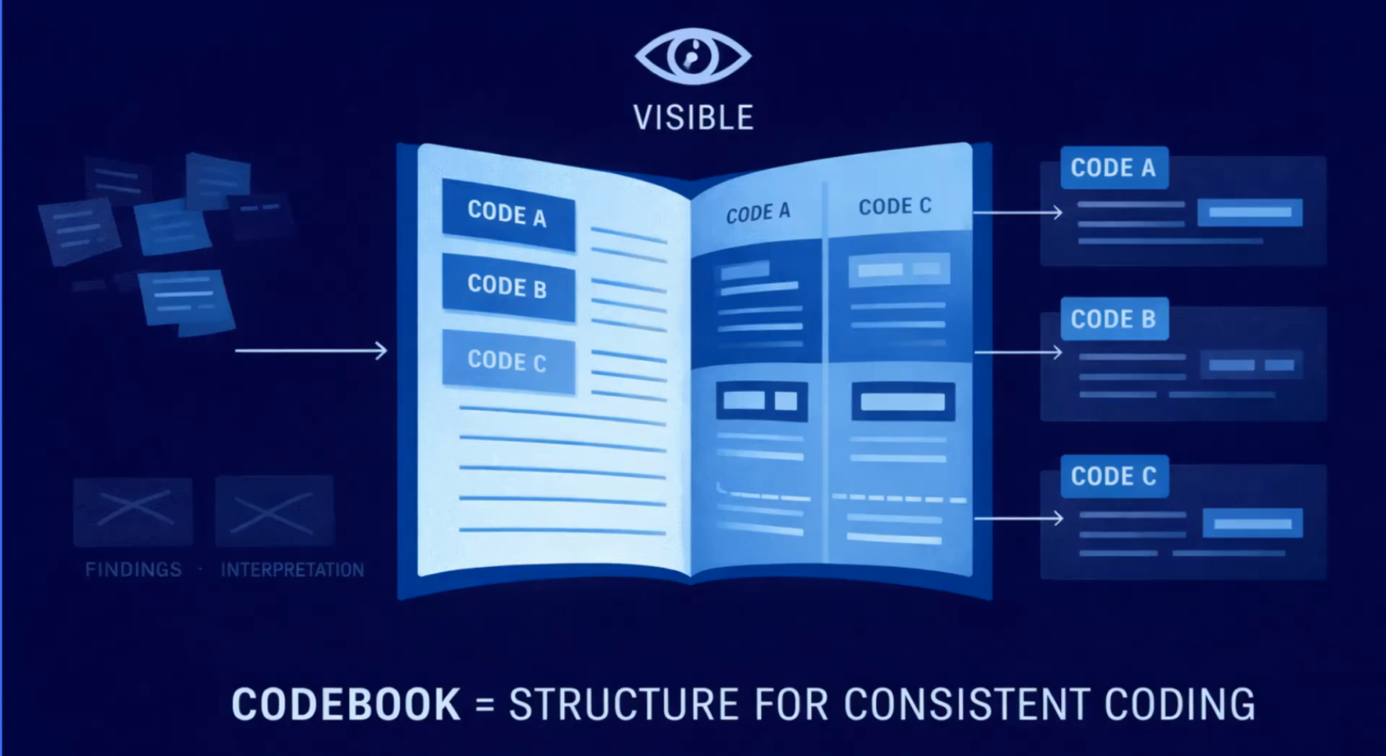A codebook is the document that makes your coding decisions visible. It tells you what your codes are, what each code means, what kinds of excerpts belong under each code, and where one code ends and another begins. A codebook is not your findings section, and it is not your final interpretation. It is the structure that helps you code consistently across your data.